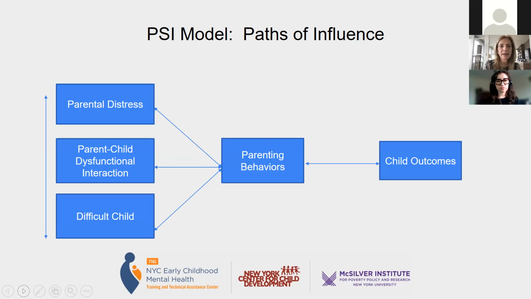Okay, this is the model or paths of influence. Basically, the theory is that whether it's personal distress or stress from a difficult child or stress from a difficult interaction, all of those impact parenting behaviors and thereby impact child outcomes. That's kind of the theory of impact for this scale.